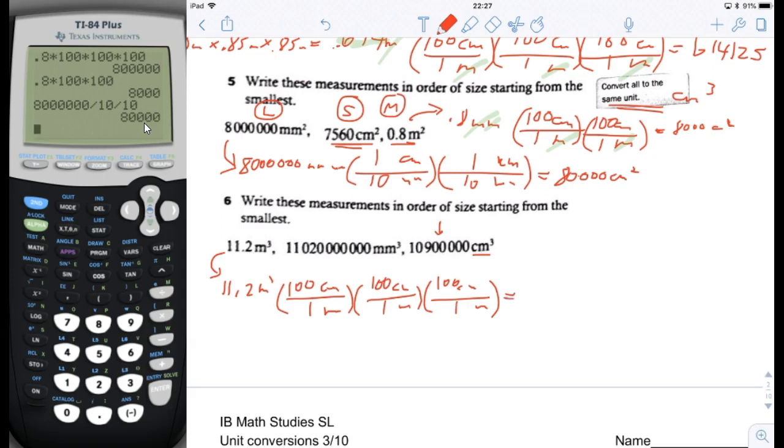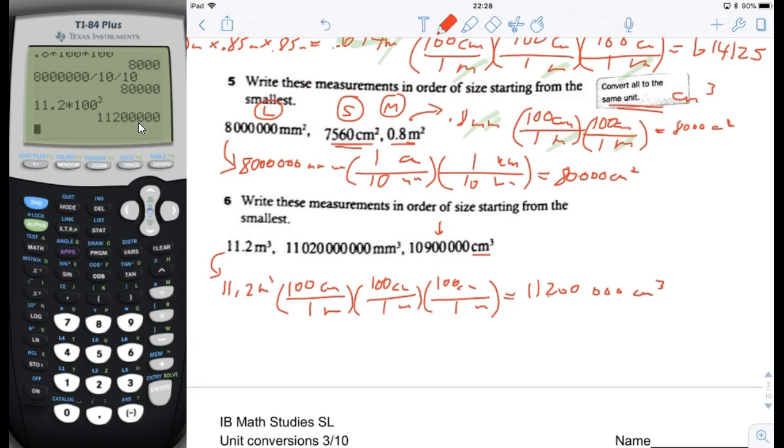Okay, and then when we multiply that, it's going to be 11.2 times 100 times 100 times 100, also known as 100 cubed. And I get 11,200,000 centimeters cubed.